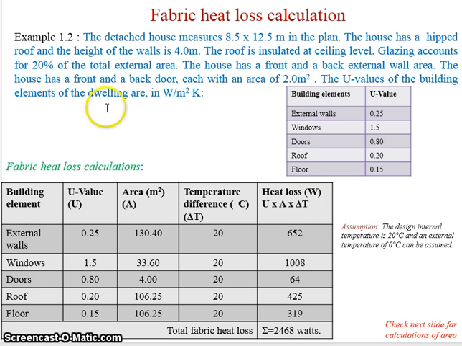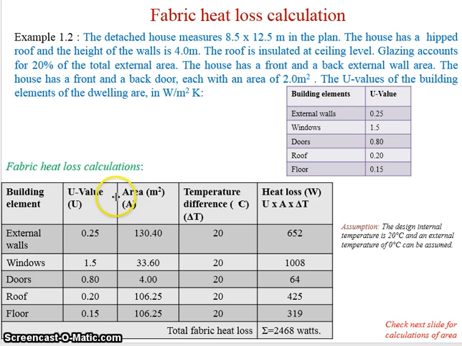The U values of the building elements are given here. These are the building elements and these are the U values. External walls have 0.25, windows have 1.5, and doors have the U values given here. So this is the calculation for fabric heat loss.